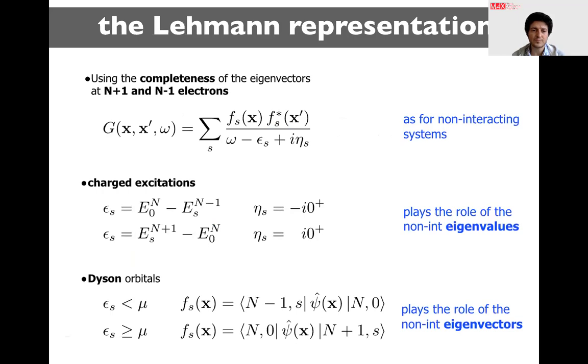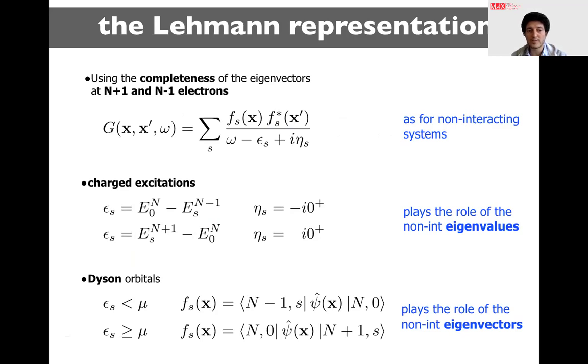Here is a form that is called Lehmann representation, an exact representation, an exact form we can give to the interacting Green's function. That is quite nice since it really resembles what we have for non-interacting systems, where this Fs would be the non-interacting single particle orbitals and epsilon s would be the eigenvalues of our non-interacting Hamiltonian.